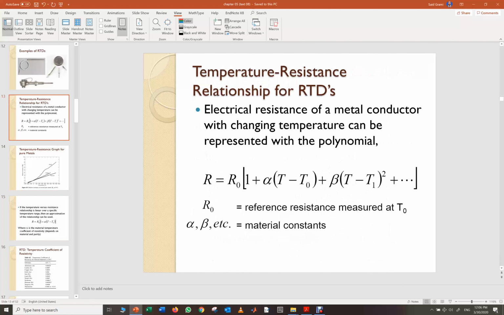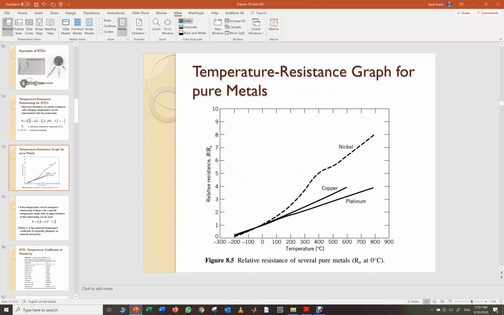We said that it's R equal to R0 [1 + alpha (T - T0) + beta (T - T0)^2] and so on. So R0 is the reference resistance, which is measured at T0. So these two variables are related together. They are the reference.